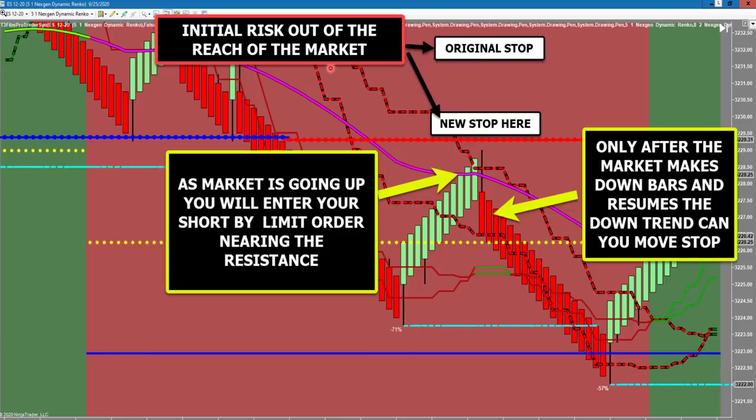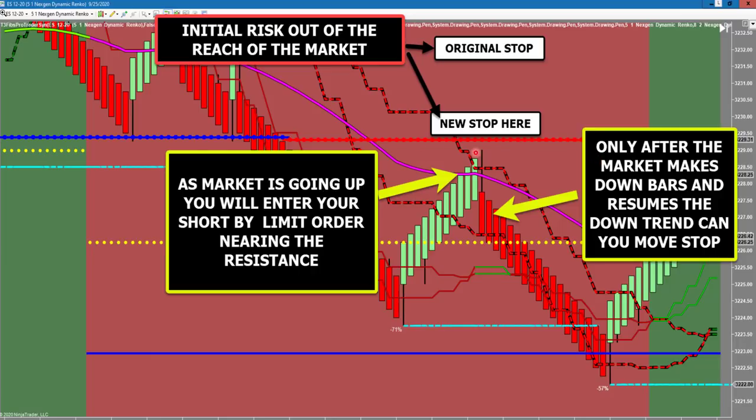So let's talk about stop placement. The initial trade is going to look something like this, right? Where you're going short as the market's going up and you're getting short right here. And your original stop is going to be much higher, like 3 points away. And then after the market makes down bars, then you can move your stop behind the high pivot in place, right? Bars were going up, now they're going down. You can put your stop above the high pivot.